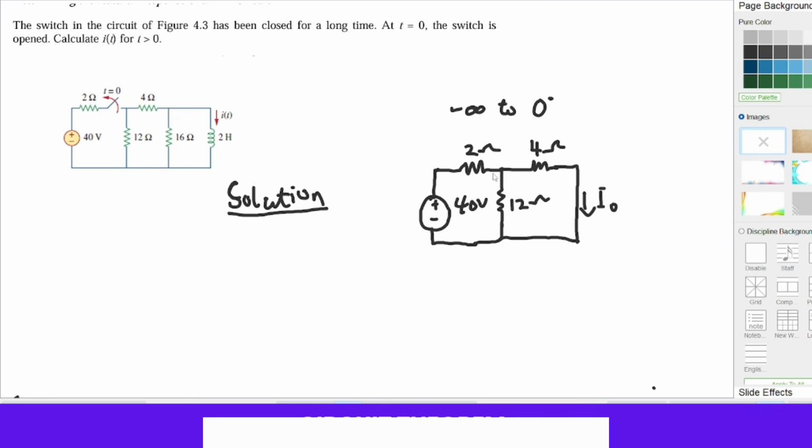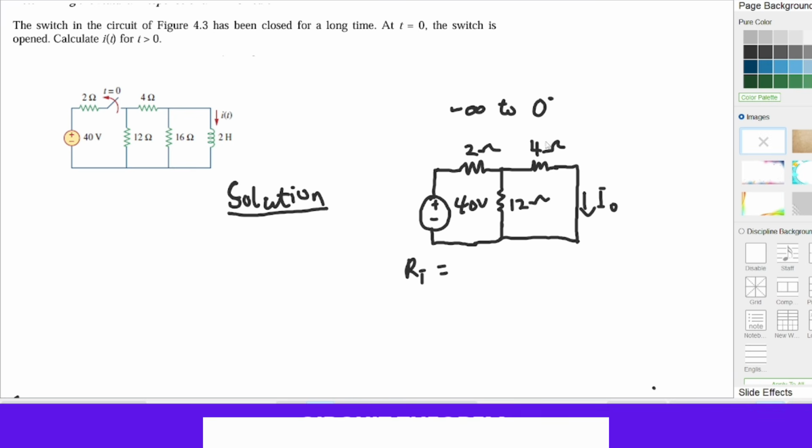So when the current passes to this junction, it will split. So first of all, I have to find the total resistance and find the total current entering this junction. So what is the total current entering this junction? First, we have to find our total resistance. So let me see RT. How do I find my total resistance?